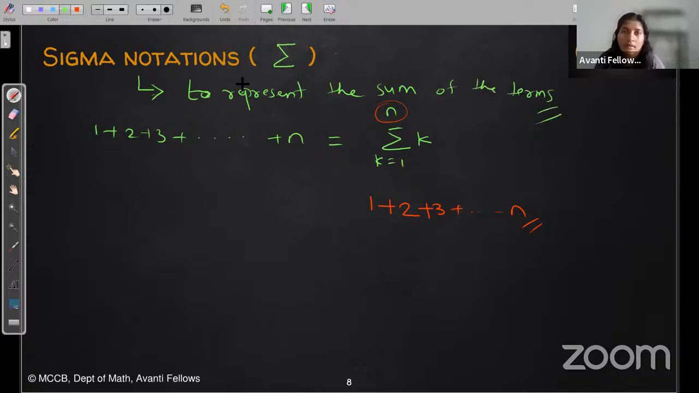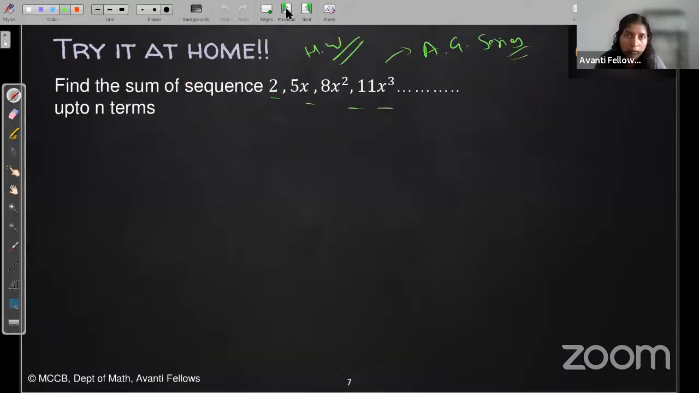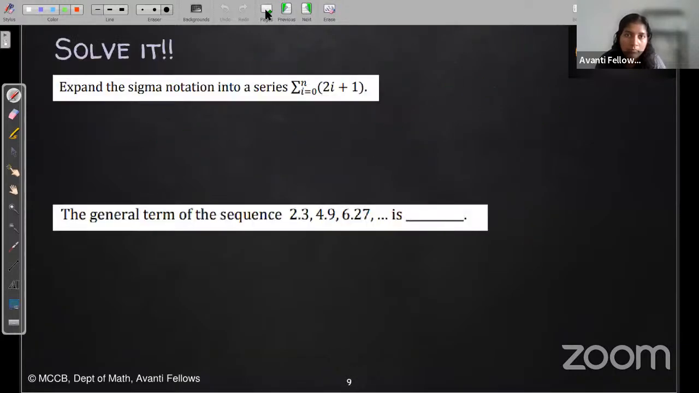Okay then. Since it is clear, we'll go to the next part. Yeah, there are some questions here. The next part is to expand the sigma notation into a series. They have given the summation and we have to expand it. How do we expand? We keep on substituting the values and we add them. Tell me what we will get here when we expand it.